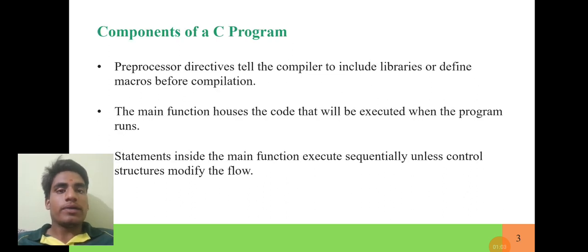Components of C program. Preprocessor directives tell the compiler to either include libraries or define macros before compilation. The main function houses the code that will be executed when the program runs. Statements inside the functions execute sequentially unless control structures modify the flow.